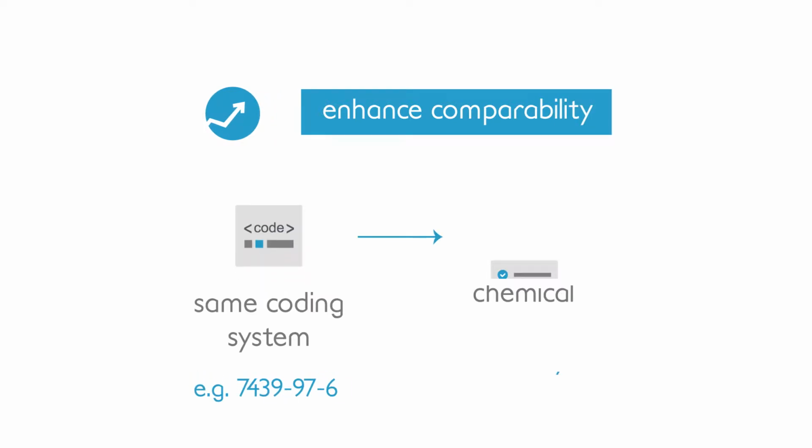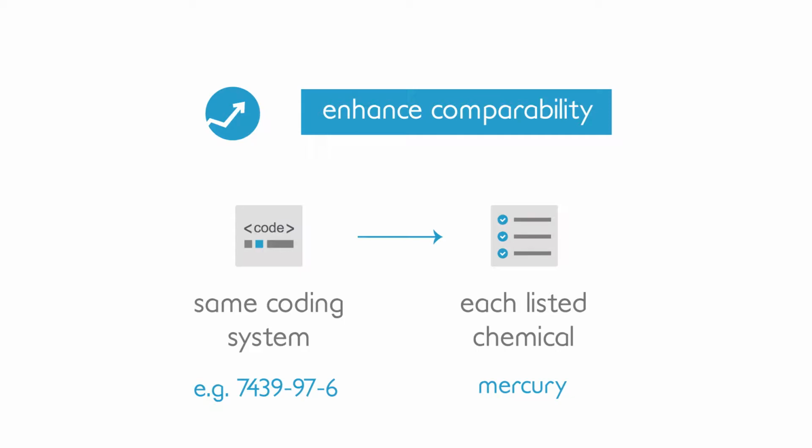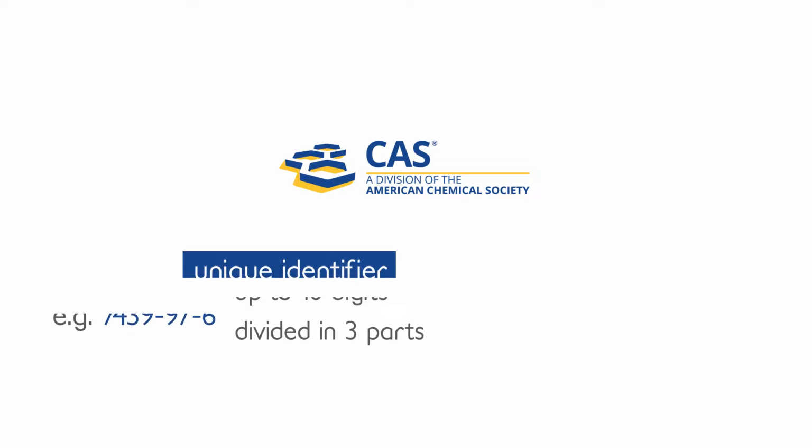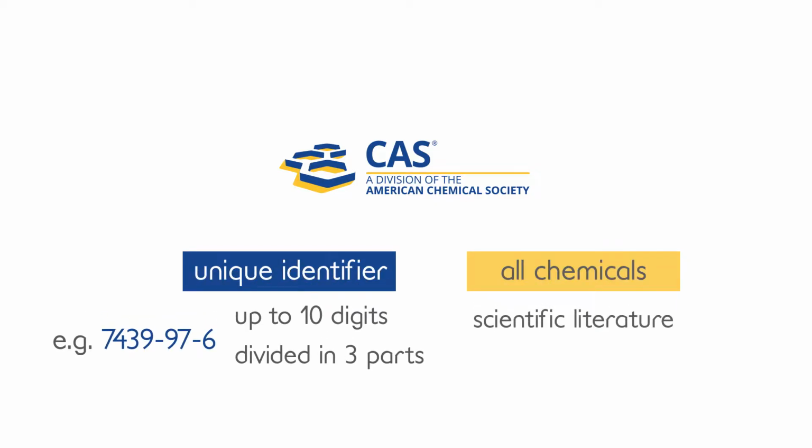PRTRs can also enhance comparability by using the same coding system to identify each listed chemical. Most PRTRs use the Chemical Abstracts Service, or CAS, registry, which provides a unique identifier for all chemicals described in the scientific literature.